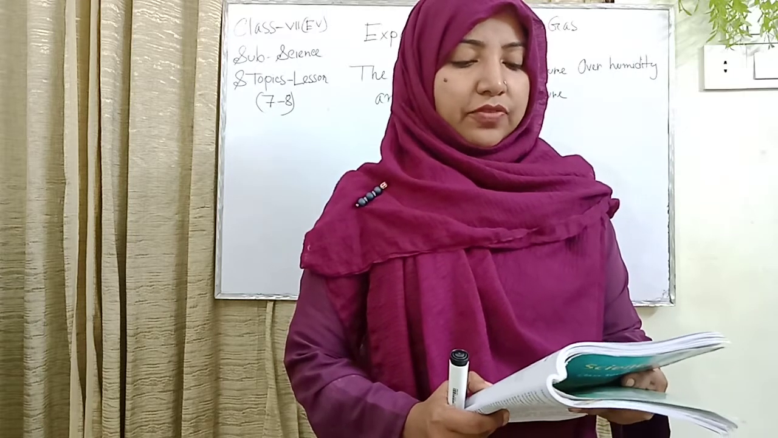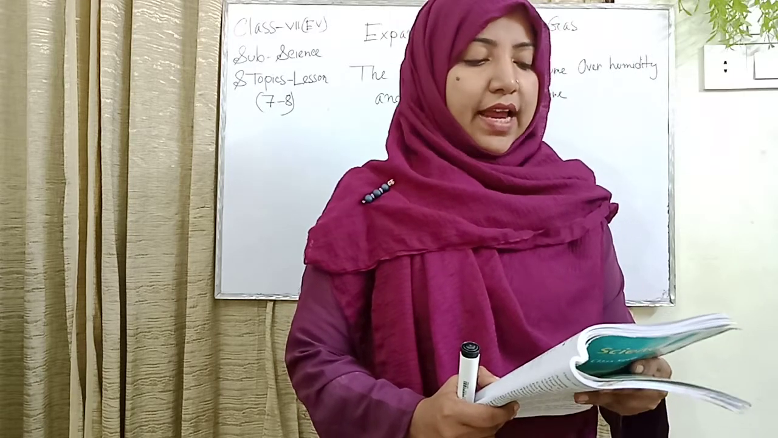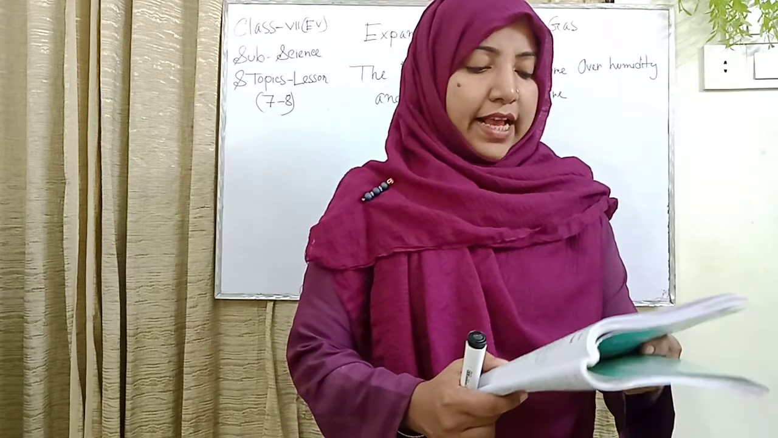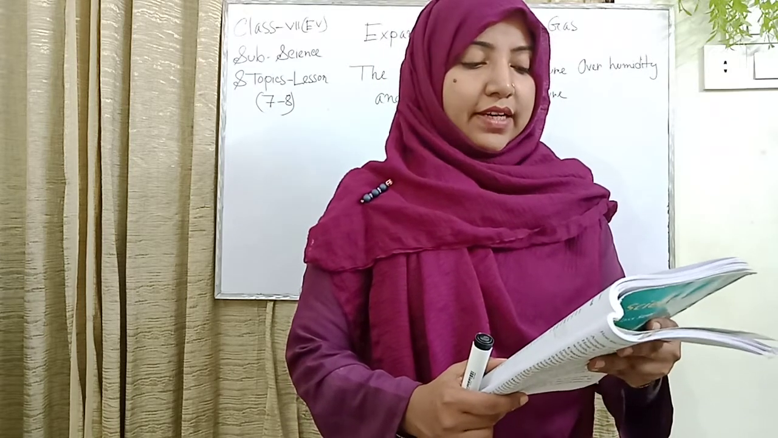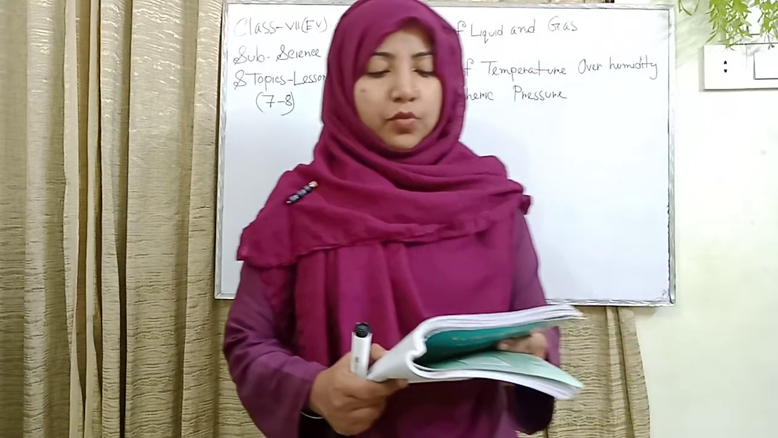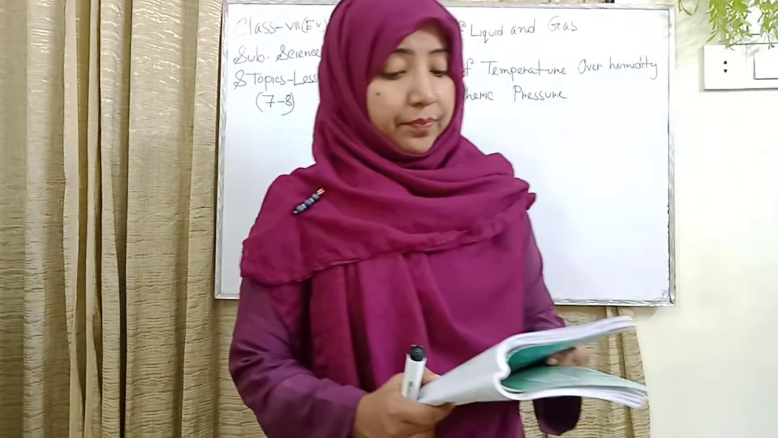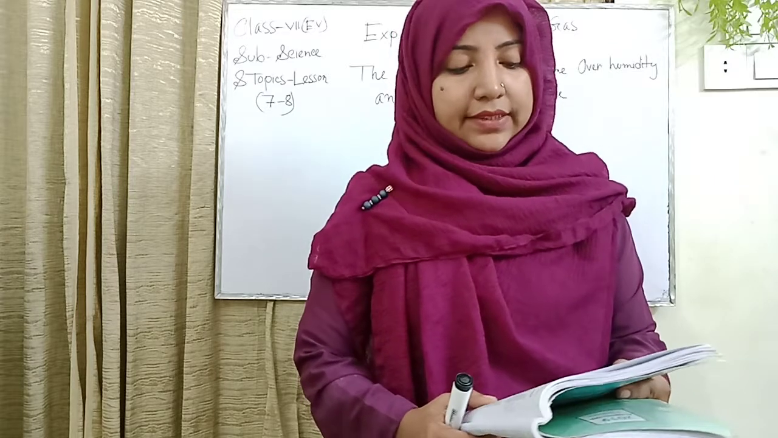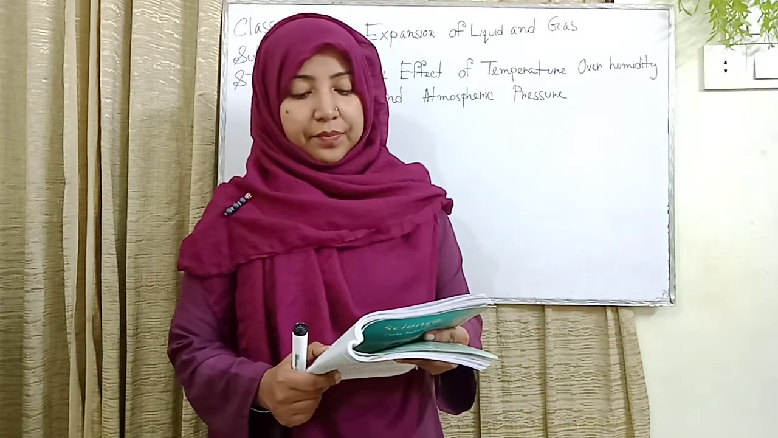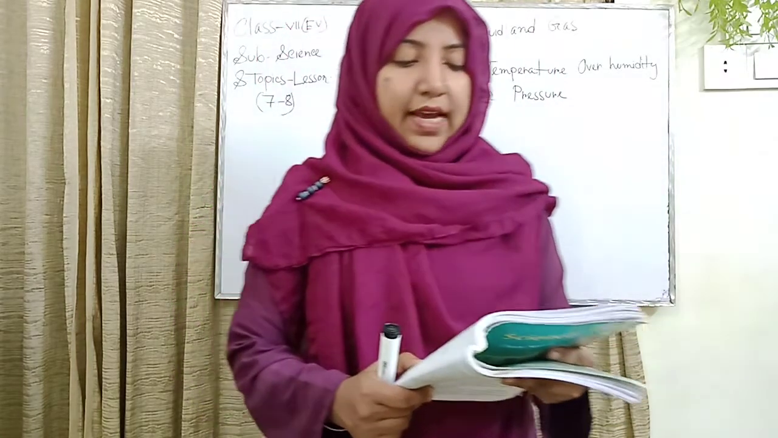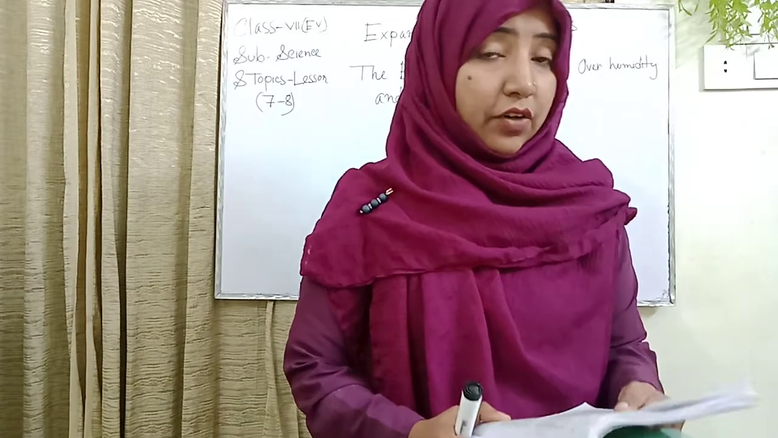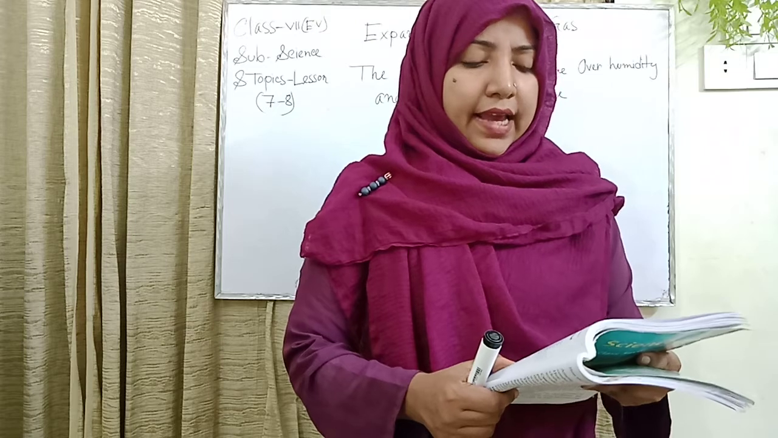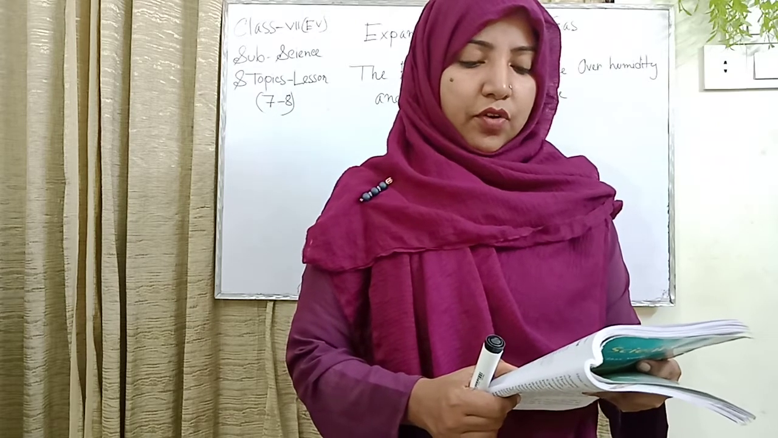The effects of temperature over humidity and atmospheric pressure. Today I will only explain this title. The particles of air move to and fro in air. They apply force when they are obstructed. As a result, pressure exists in air. The applied force of air per unit area is called the pressure of air. Please everyone underline this line. The air exerts pressure in all directions.